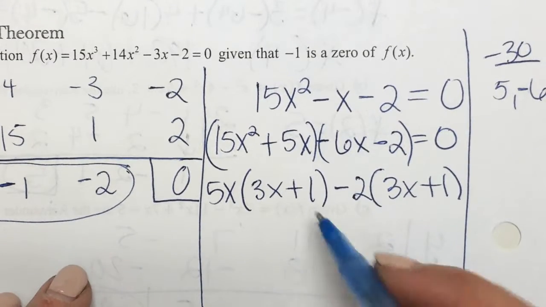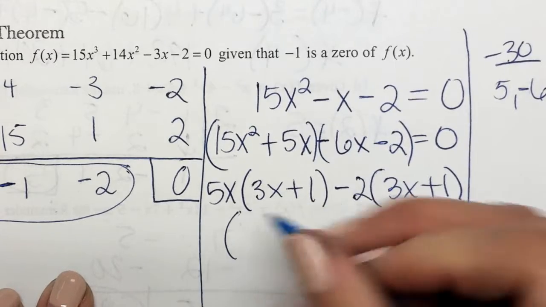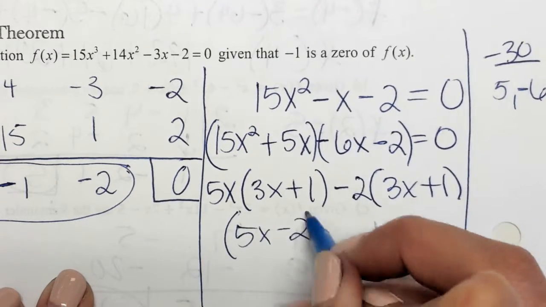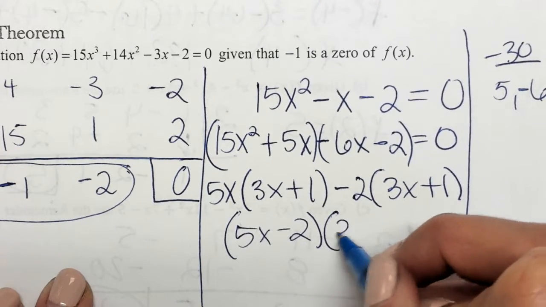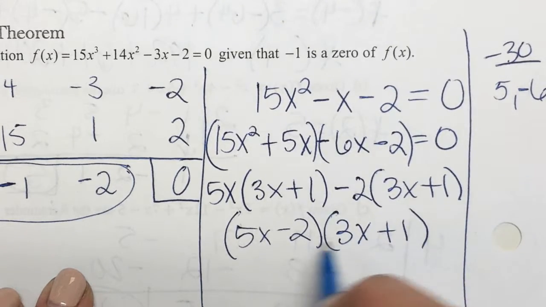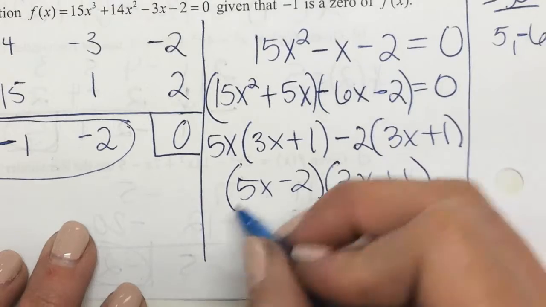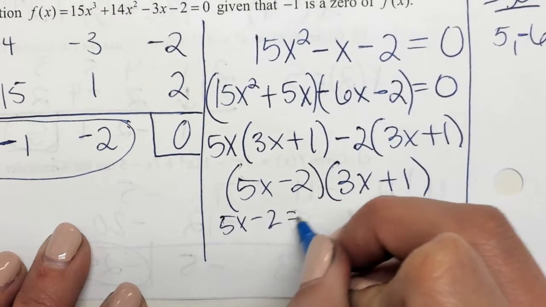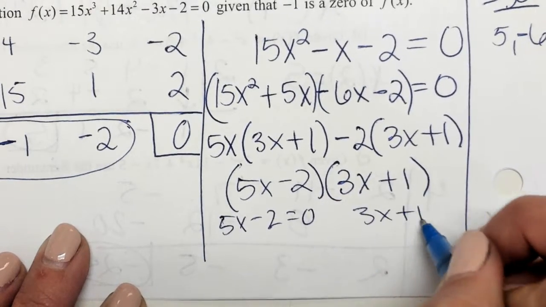So, Solomon, tell me my 2 binomials to write from here. 5x minus 2 and 3x plus 1. Good. From here, we just set these equal to what? 0. Good. So we have 5x minus 2 equals 0, 3x plus 1 equals 0.